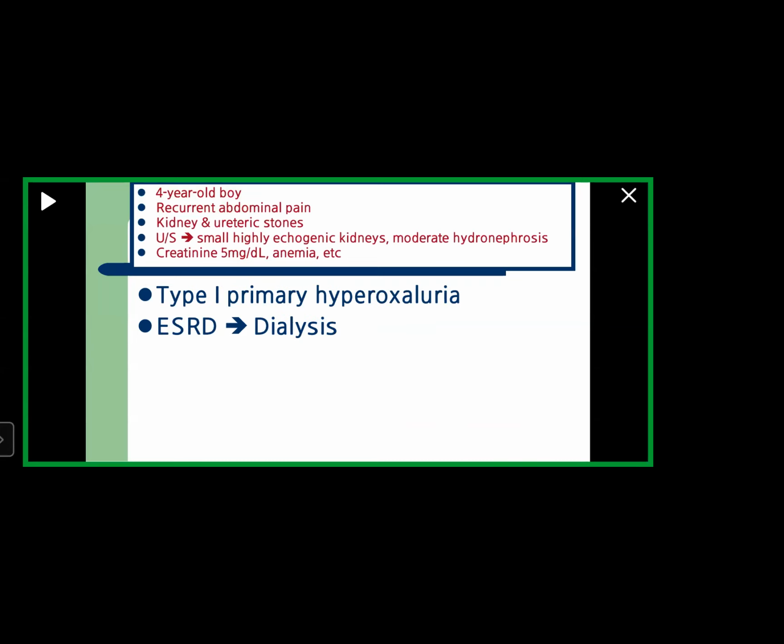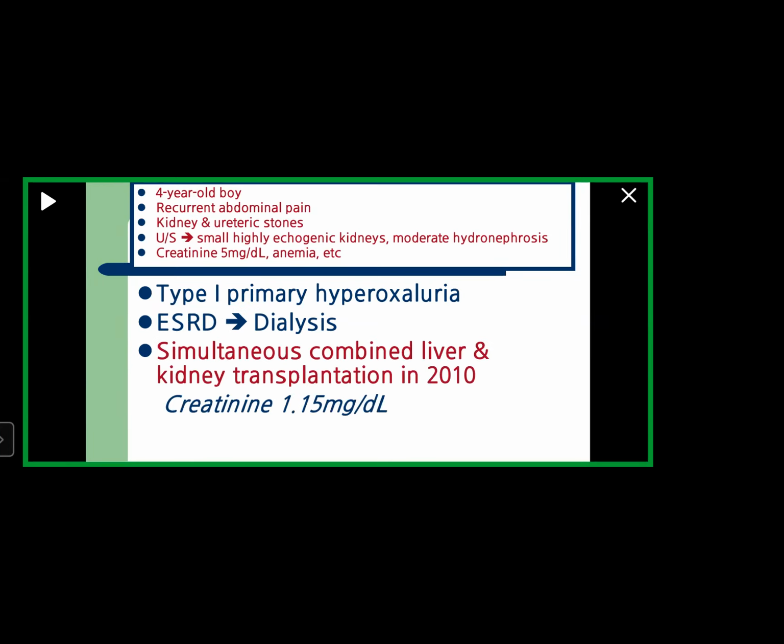This patient has been diagnosed and genetically confirmed to have type 1 primary hyperoxaluria, and soon started renal replacement in the form of regular hemodialysis. What happened for this patient is that he had received a simultaneous combined liver and kidney transplant in 2010, that's 13 years ago. And following some events, this is a quite extensive procedure and has been done at a quite young age.